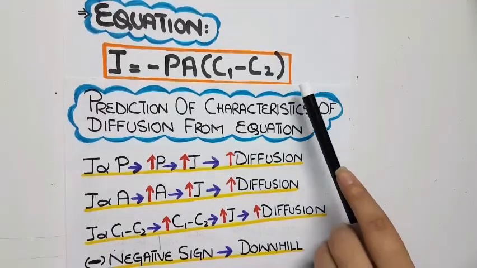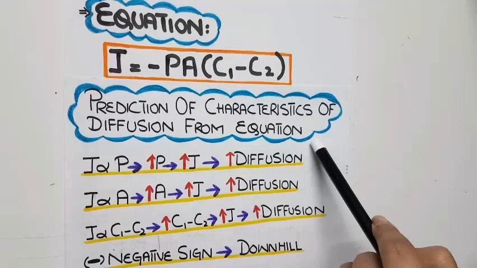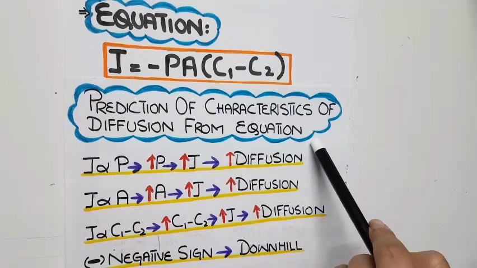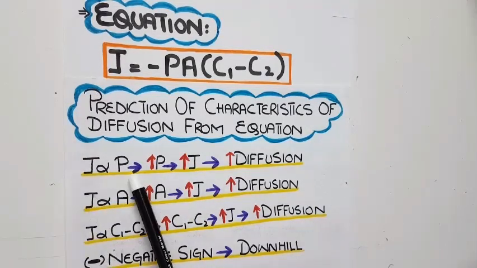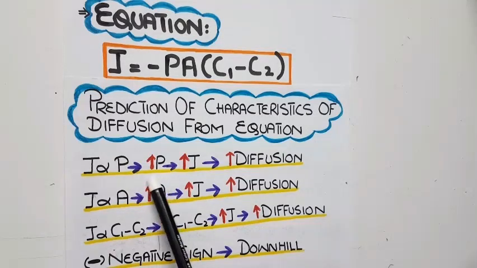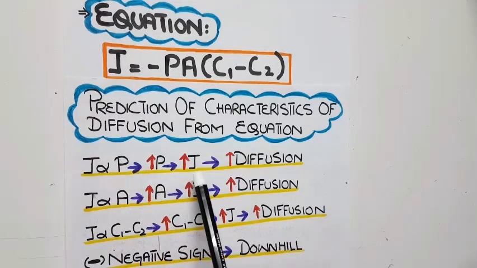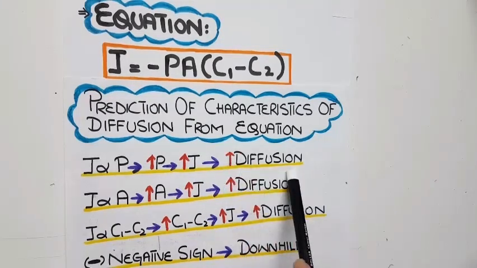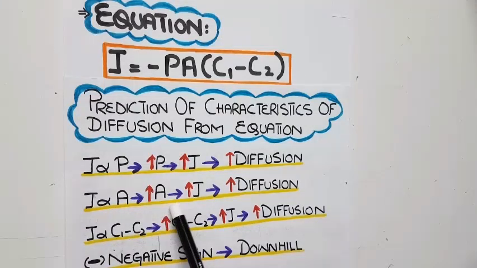From the equation of diffusion, we can predict certain characteristics of diffusion. J is directly proportional to P. With increase in permeability, the number of molecules or ions diffusing through the membrane, which is the flux, will also increase, resulting in increased diffusion. J is directly proportional to A. With increase in area, the flux will also increase, resulting in increased diffusion.